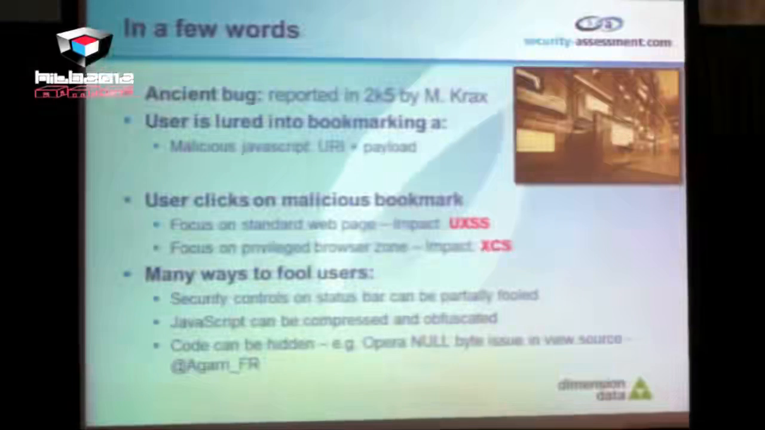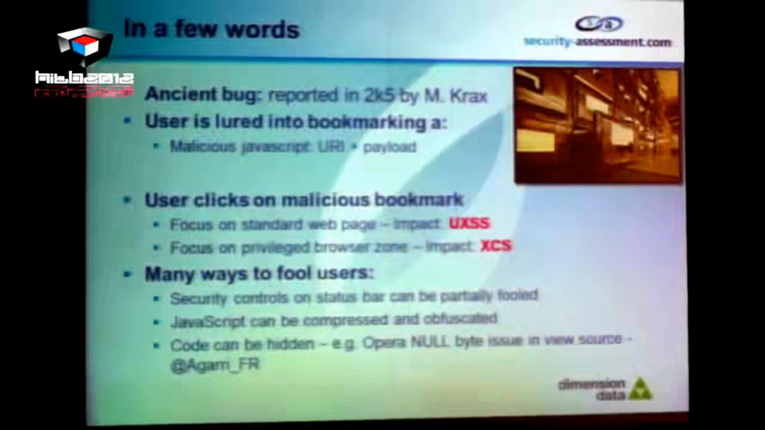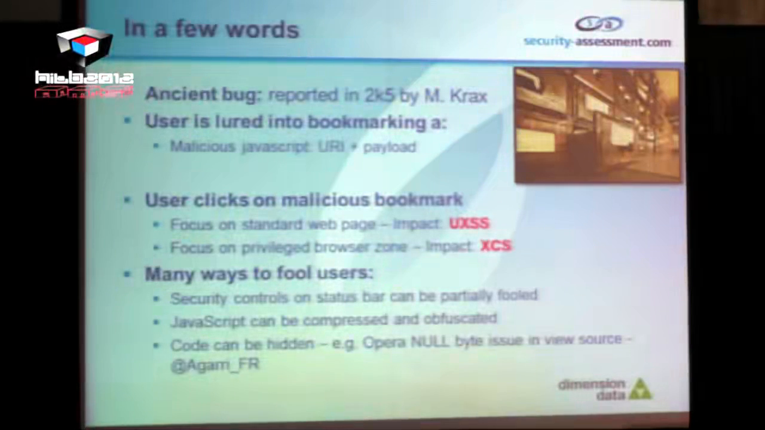So let's say that a user bookmarks a malicious bookmark. What happens? That's interesting. What happens is that we might have a universal cross-site scripting. So let's say the user is on Gmail and then clicks on the malicious bookmark. What happens is that you might have JavaScript running in the context of Gmail. That's the impact of this problem. Even worse, let's say the user, instead of being on gmail.com, is on a trusted or privileged browser zone, like opera:config. Then the JavaScript runs in opera:config, and then you can get code execution. And that's what I'm going to show you.